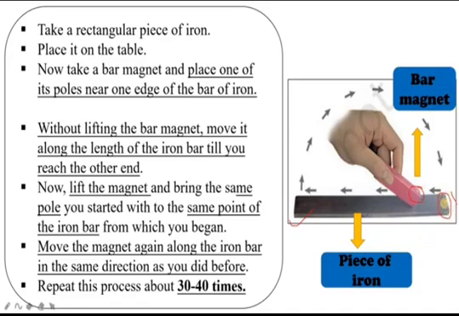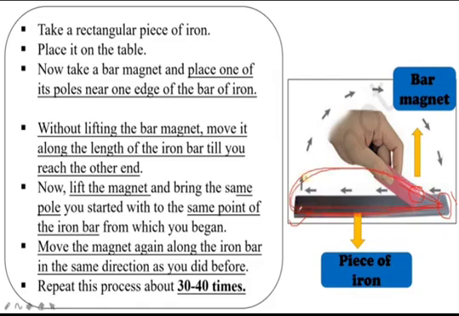Without lifting the bar magnet, move it along the length of the iron bar till you reach the other end. Do it like this. Now lift the magnet and bring the same pole you started with to the same point of the iron bar from which you began. Move the magnet again along the iron bar in the same direction as you did before.